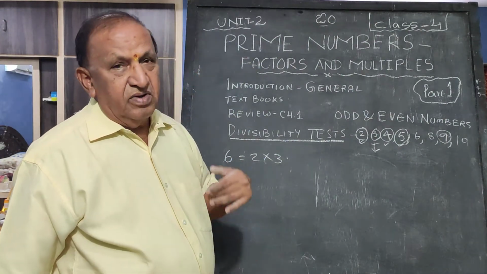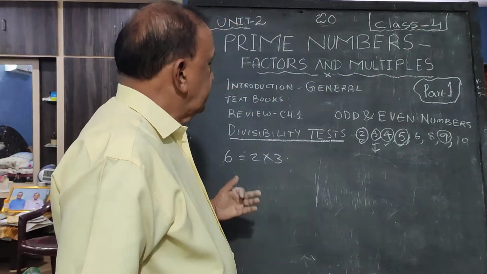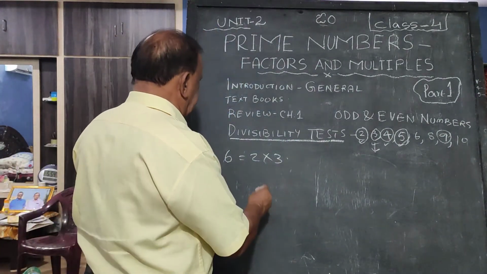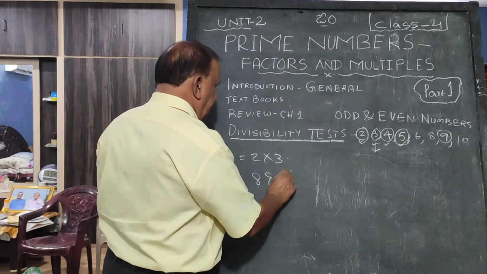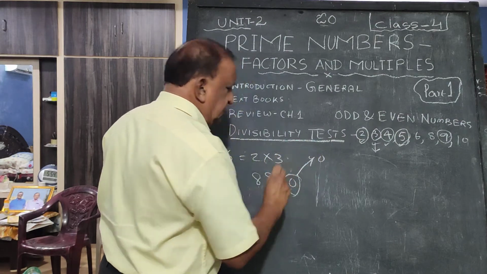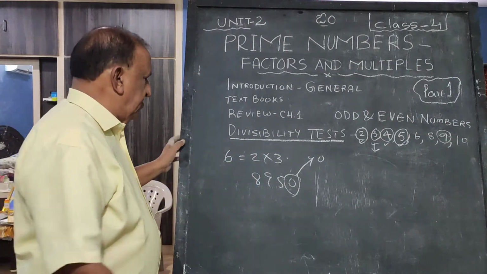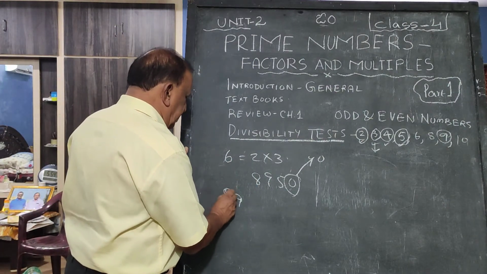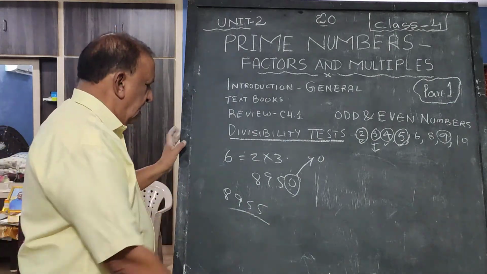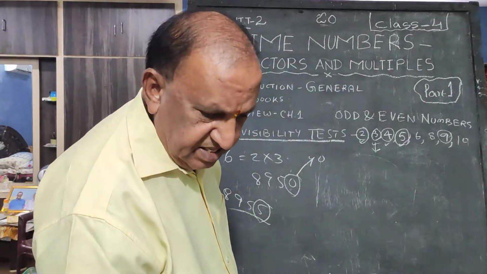Okay. Then we have another one, which is divisibility by 10. A number is divisible by 10 if the last digit, for example, 8,950. So the last digit has to be 0. If the last digit is 0, then the number is divisible by 10. So suppose you have 8,955. This is not divisible by 10 because the number in the unit place is not 0.